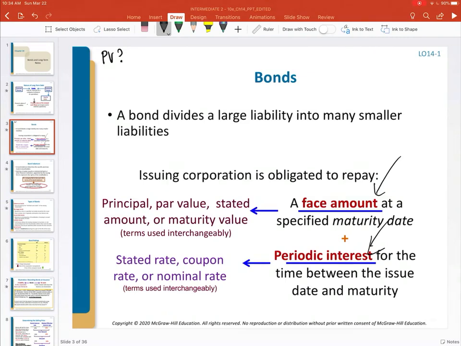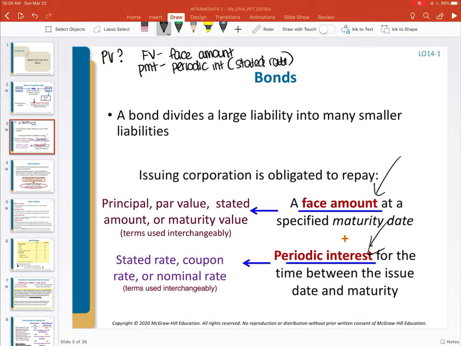The two cash flows that we mentioned down here: the face amount, the amount that's due at the end of the period, is going to be our future value. So that's the face amount of the bond. The payment, PMT, that's going to be the periodic interest payment. And that's going to be based on the stated rate of interest.